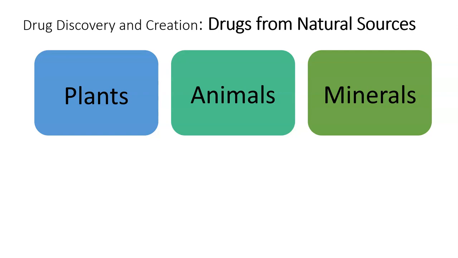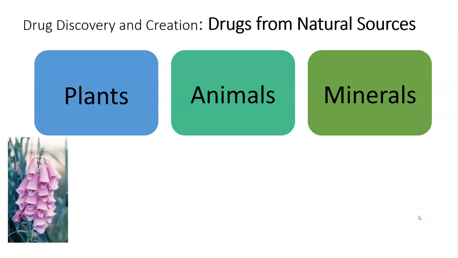So when we talk about plants, the foxglove plant is very pretty. So this, we get a derivative of this plant to make the drug digoxin, which is known as Lanoxin, and that's used for congestive heart failure. It helps the heart beat stronger.